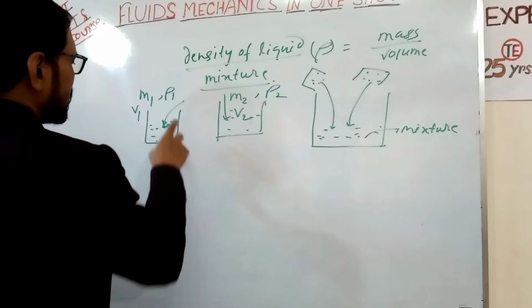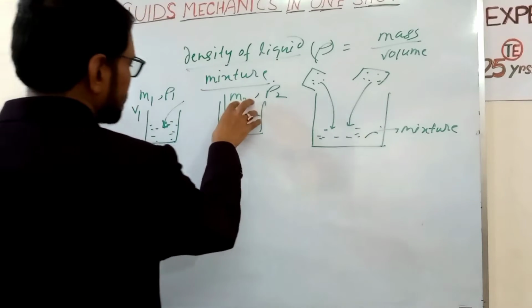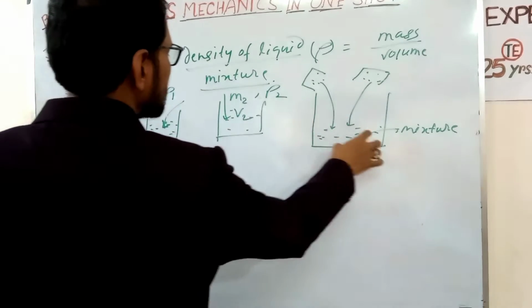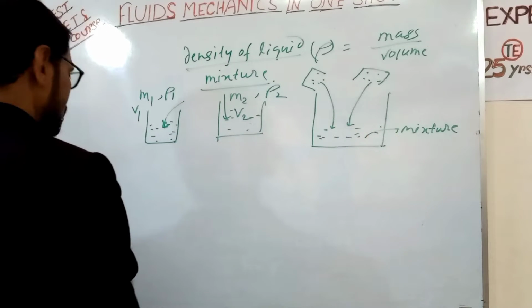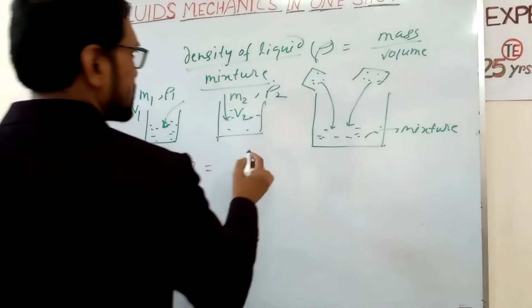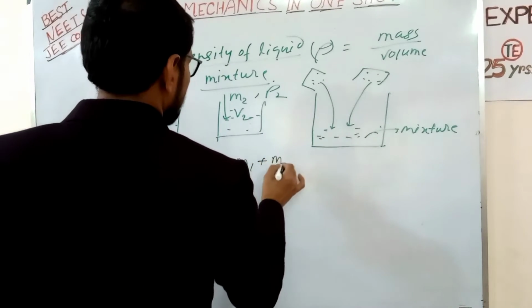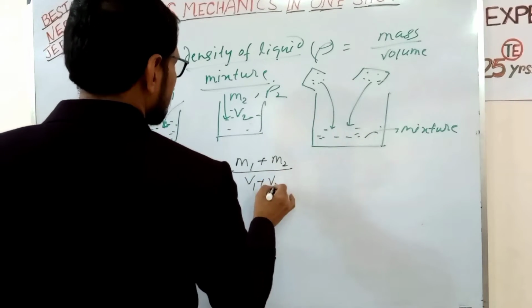Suppose two containers contain two liquids, and mass, volume, and density are given. If the two liquids are mixed in a container, what is the density of the mixture? The density of the mixture equals the total mass divided by the total volume, a simple calculation.